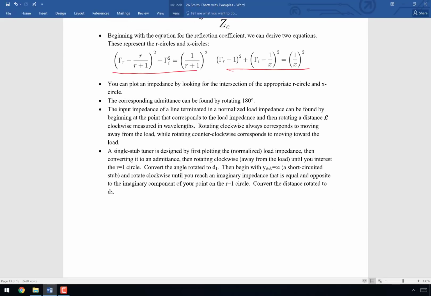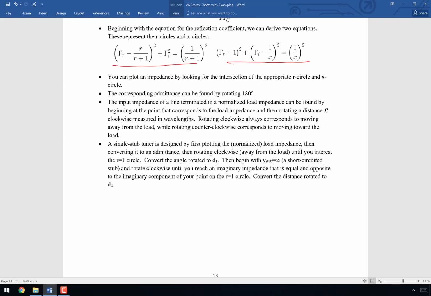The input impedance can be found by moving a distance clockwise, which is to say away from the load toward the generator, and moving the correct amount of distance according to the outer ring or the inner ring. It's going to allow you to figure out what the input impedance is, which then must be denormalized. You have to multiply that by Z sub C. And then the single stub tuner was sort of the pinnacle of our work here.